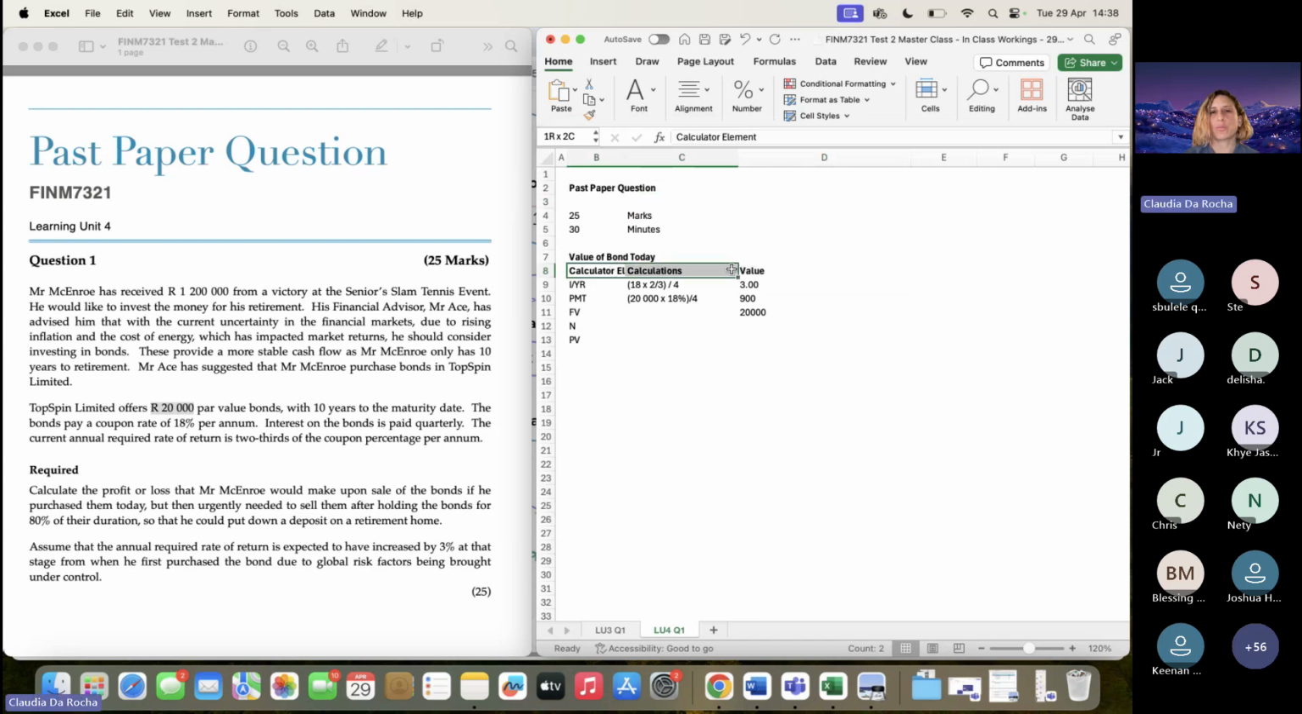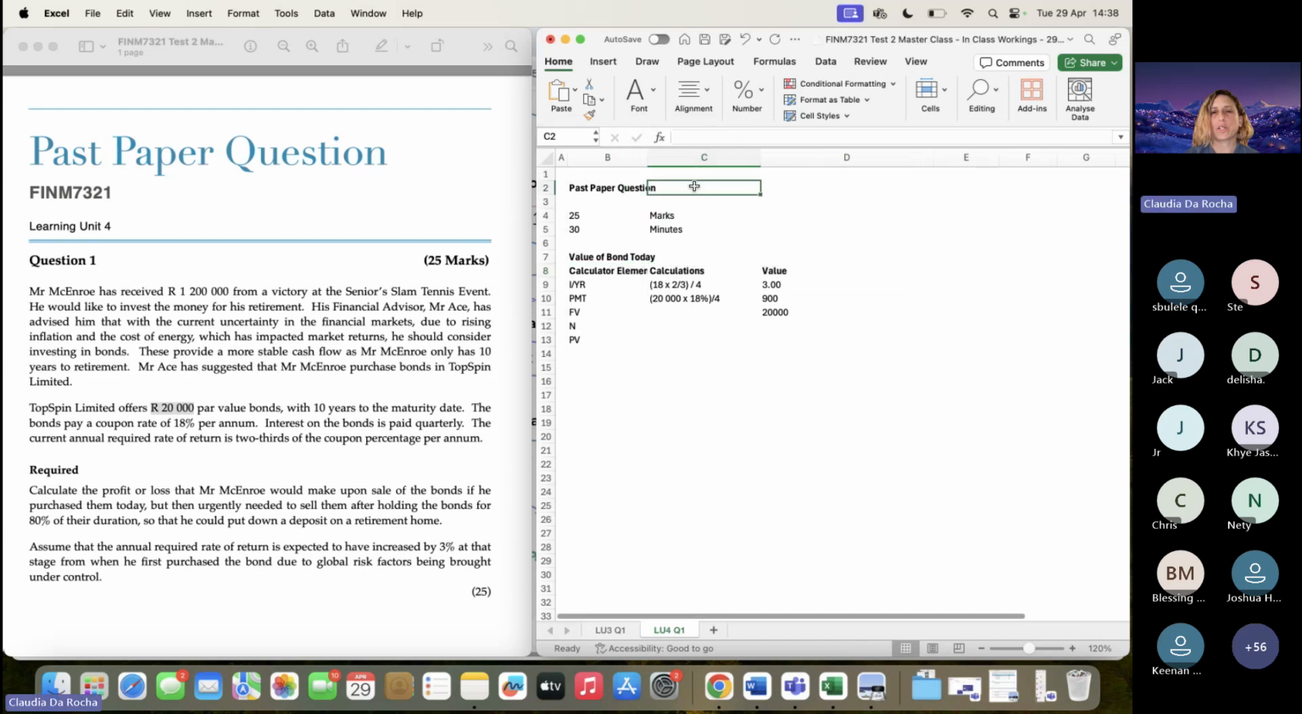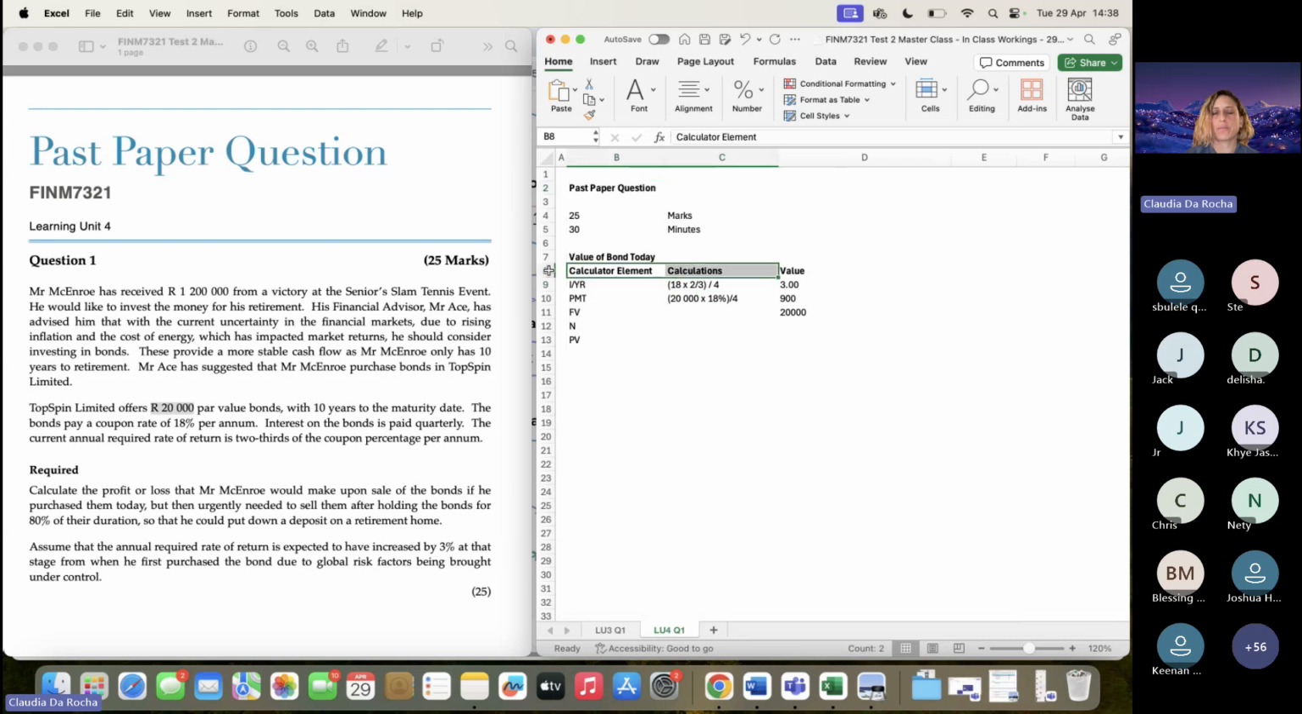So you don't have to do this in your paper. I'm just doing it so it's a bit clearer for individuals that are reading this for us. Okay.